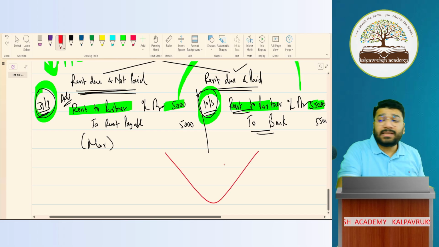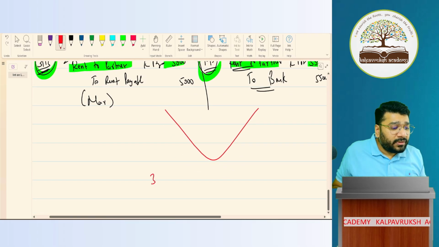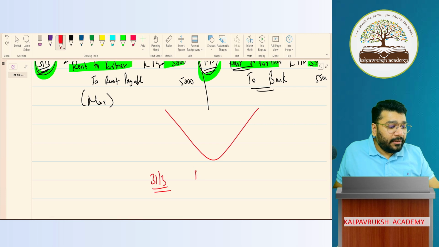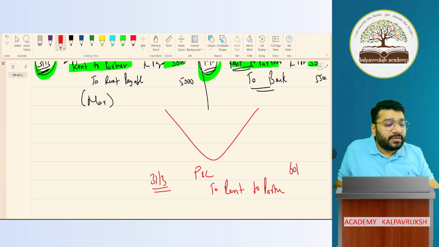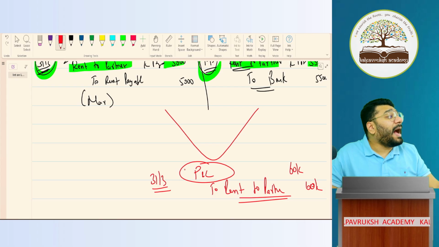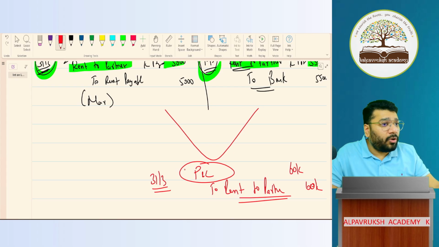Okay, now, what are we supposed to do next? Closing entry. We have to pass a closing entry on 31st March. What is the closing entry? P&L account debit to rent to partner. How much? 60,000. Why is this going to P&L? Because rent to partner is a charge against profit item. I will have to pay the rent whether there is sufficient profit or not. Whether there is a profit or loss in the business, I will have to pay it. So hence it is going to P&L account.